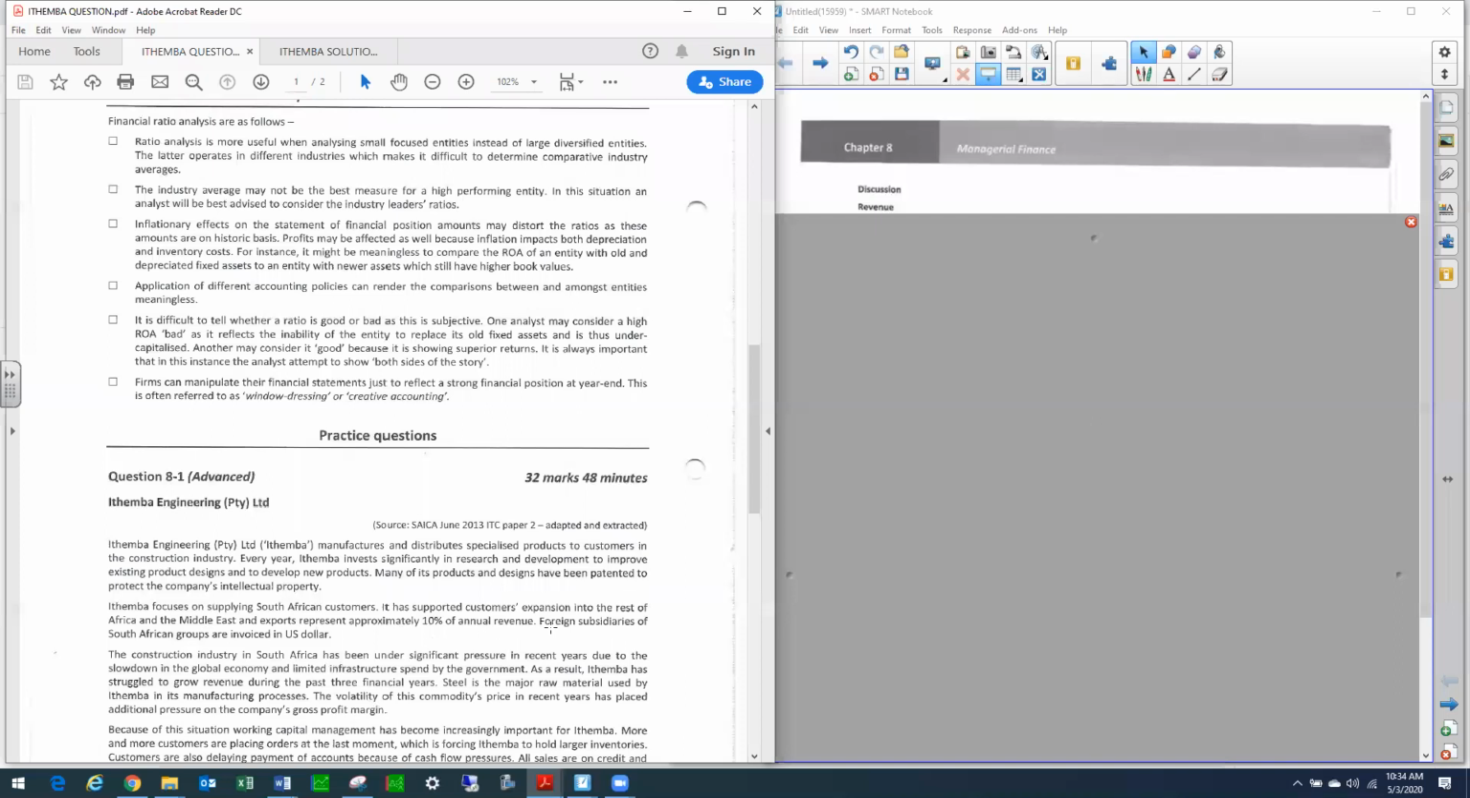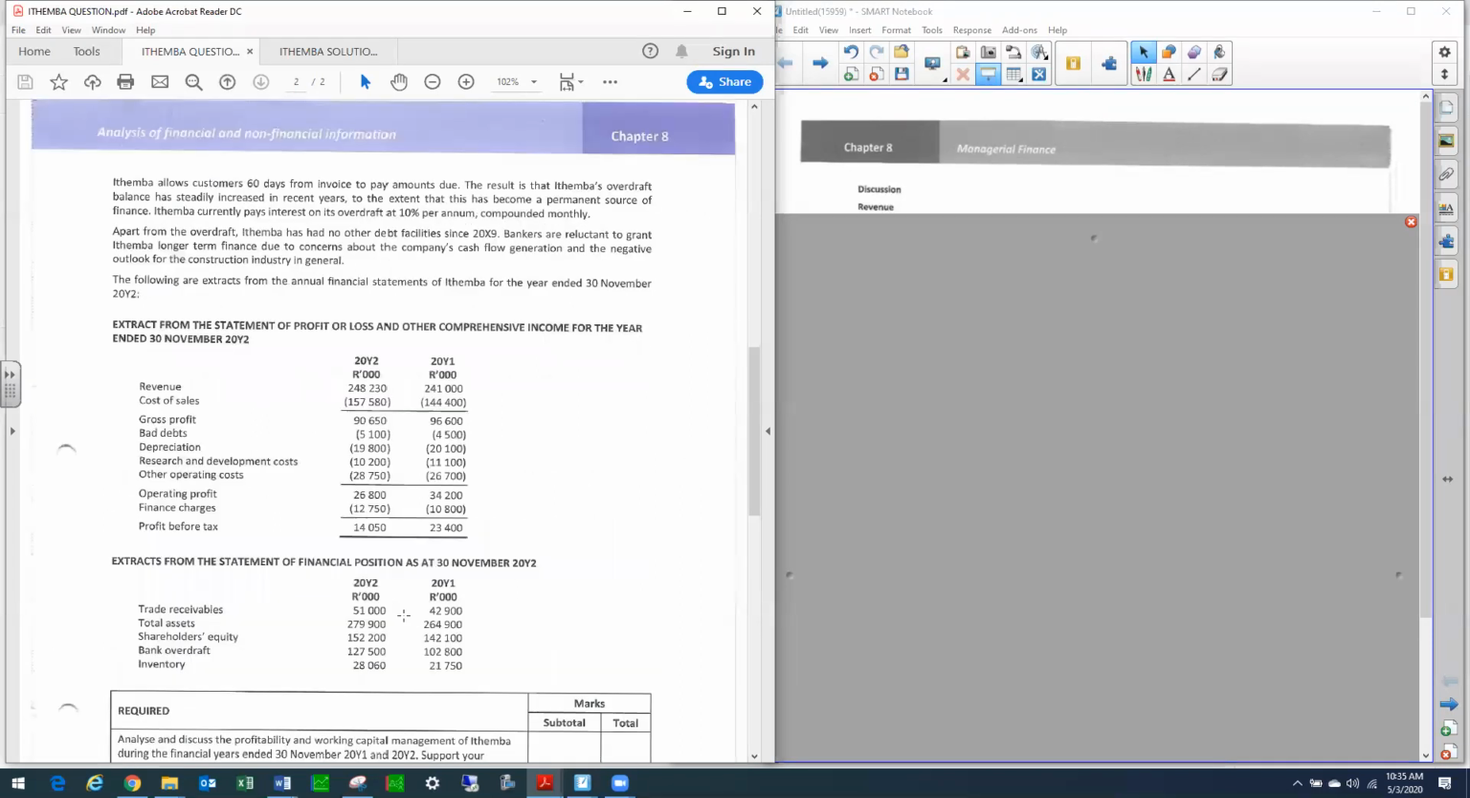It says foreign subsidiaries are invoiced in US dollars, and it says exports represent 10% of annual revenue. So what part of the analysis should that be part of? Revenue. Okay. Now, I don't know whether you guys did stuff like that when you're reading through the question. It says many of its products and designs have been patented to protect the company's intellectual property. Should that form part of our discussion as well? It should. They put this into the question because they want you to do it.